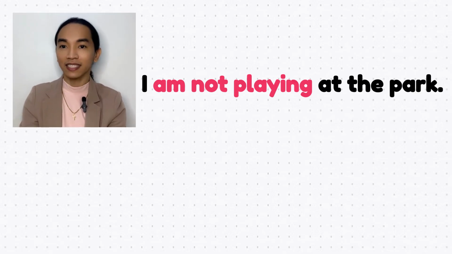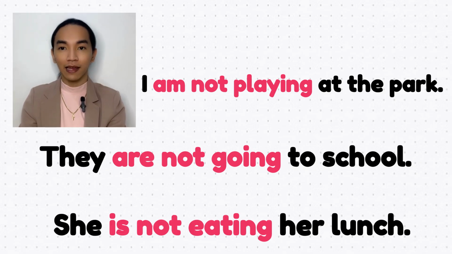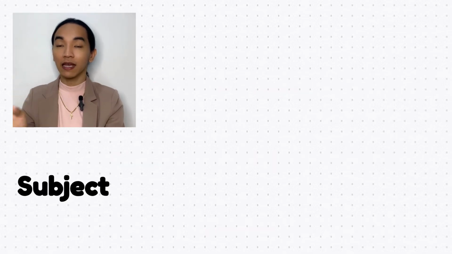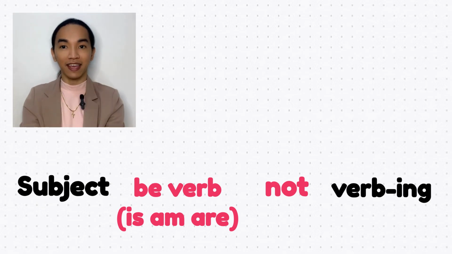I am not playing at the park. They are not going to school. She is not eating her lunch. So these are negative sentences. We use subject, be verb, not, plus verb ing. Now please think of your own example. I'll give you 5 seconds.